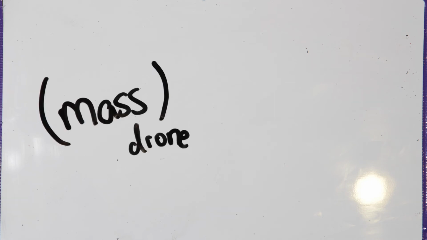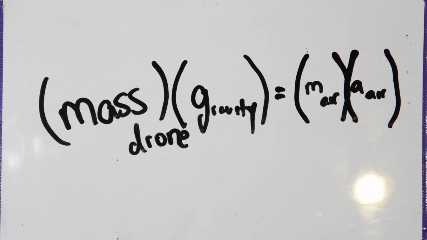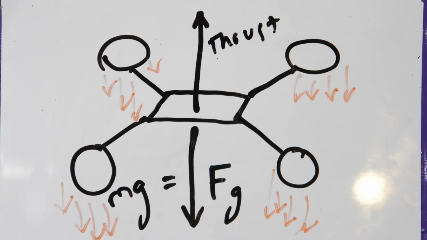In order to discover the mass of the air, we must use the force formula that I have derived. The mass of the drone times the gravitational constant is equal to the mass of the air times the acceleration of the air. Basically, what this means is the force of gravity on the drone has to be equaled out by the force of the air on the drone.